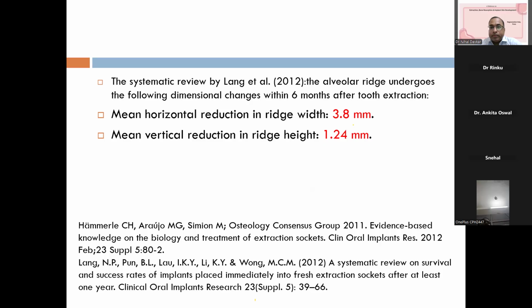Next we have a study conducted by Hammerle and Lang, a systematic review by Lang. It shows that the alveolar ridge undergoes dimensional changes within 6 months after tooth extraction. The mean horizontal ridge reduction has been calculated to be somewhere around 3.8 millimeters. So if the ridge width, as it is in the Indian population, is not great, especially in maxillary anterior areas, we get somewhere around a maximum of 6 to 7 millimeters in posteriors. In anteriors, we hardly have anything. So if there is a reduction of this much, we are forced to go for augmentation procedures, which are again more complicated.